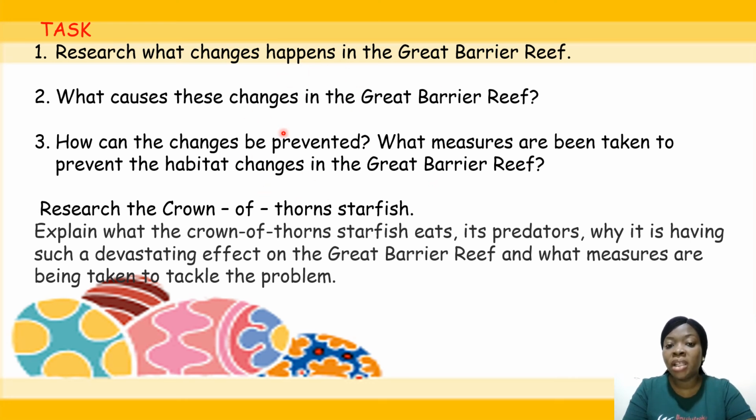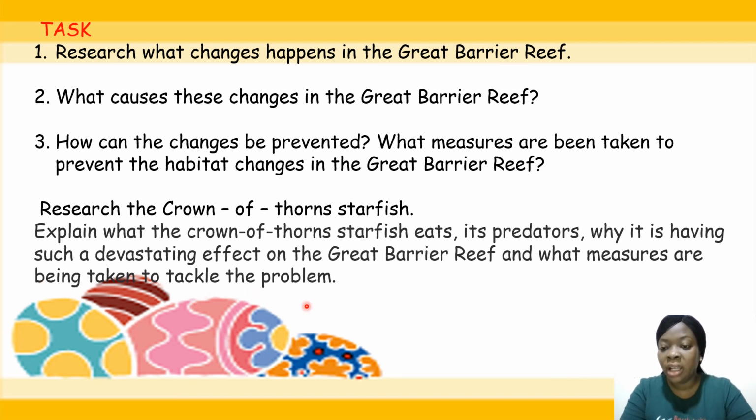There are 3 different tasks. Choose one, or better still, you can do all of them. I expect excellent students to do all the tasks. It broadens your mind. It helps you know much more. Also, research the crown of thorns starfish. Explain what the crown of thorns starfish is, its predators, why it is having such a devastating effect on the Great Barrier Reef, and what measures are being taken to tackle the problem.